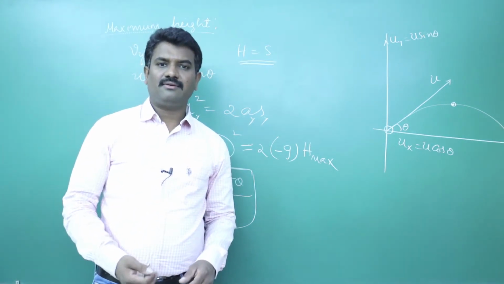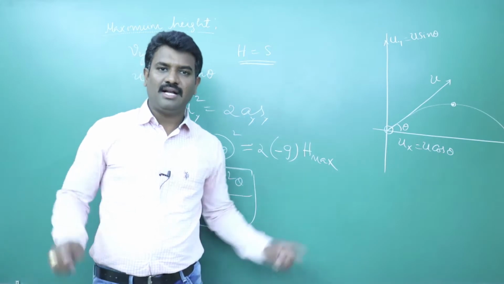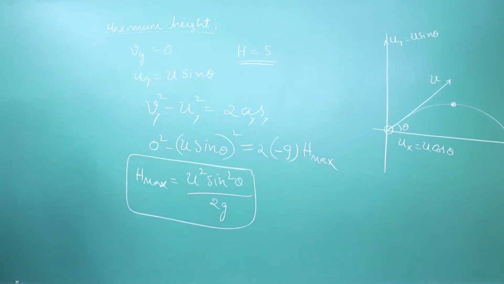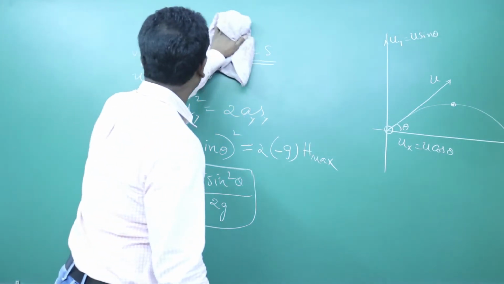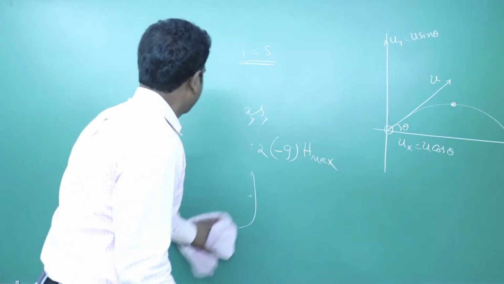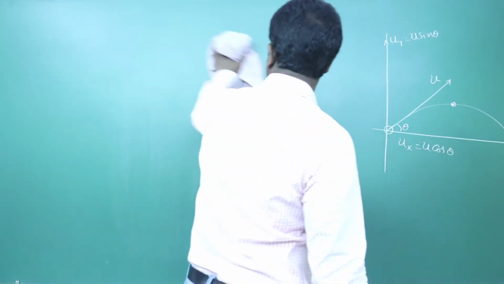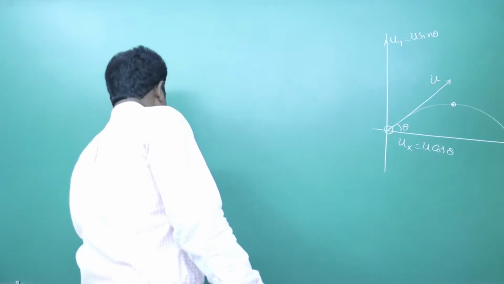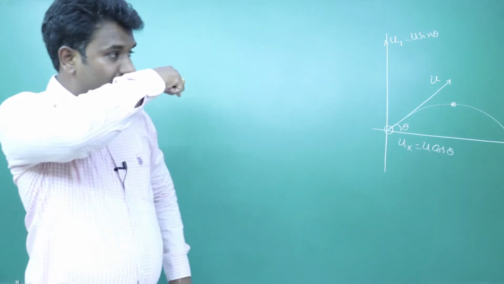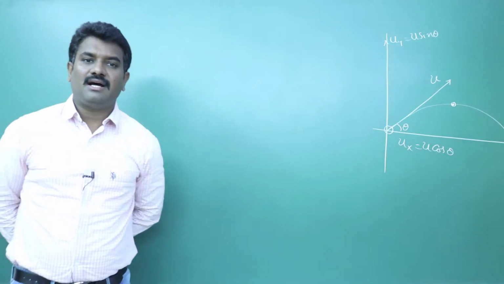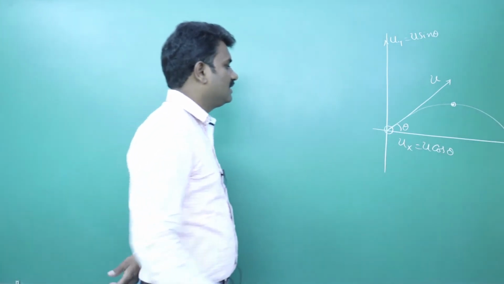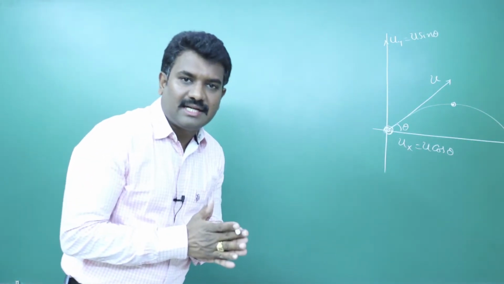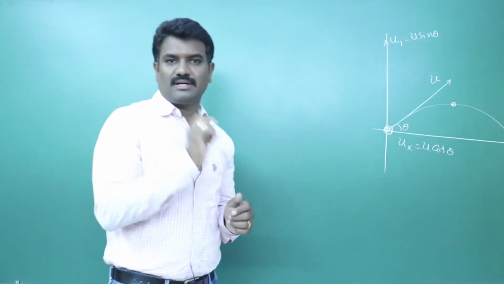Now let us derive the formula for horizontal range. So what is our horizontal range? Horizontal range means the horizontal displacement of the object during the time equal to time of flight. This is one kind of definition.